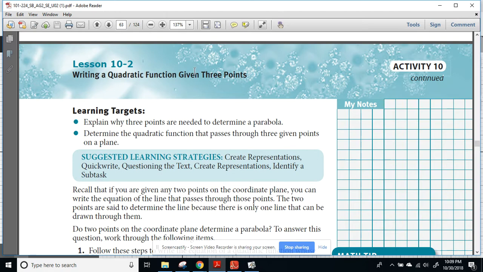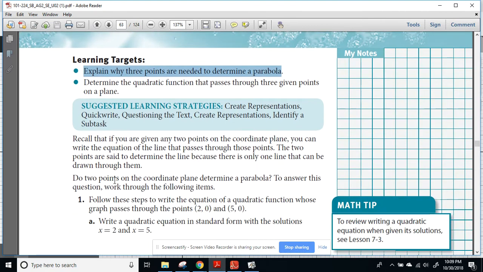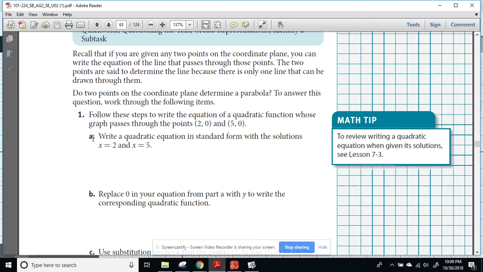So how do you write an equation? How do you write a quadratic function given 3 points? First of all, it says right here in the learning targets that we've got to be able to explain why we need 3 points. So in order to explain that, we're going to do this first activity. This is a review, it says right here, of what we did back in lesson 7-3. They're going to give us 2 solutions, and they want us to write the quadratic equation.